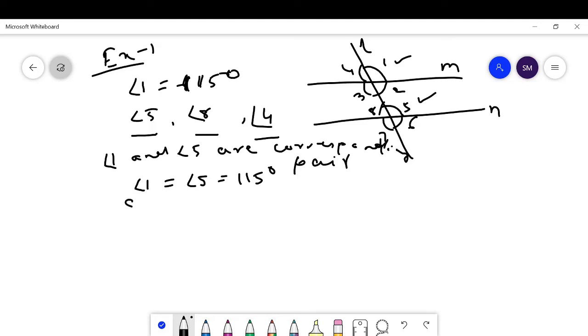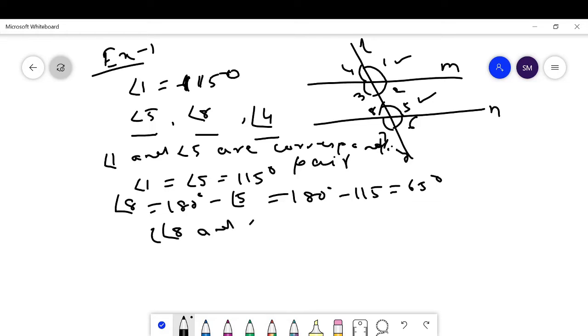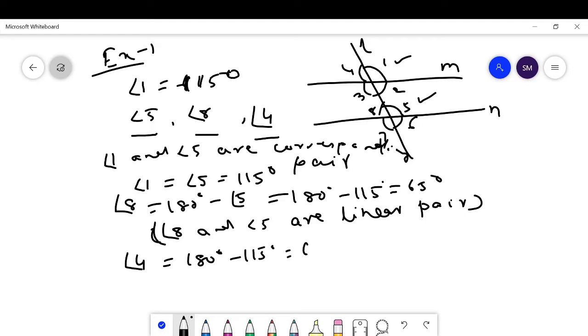Then angle 8 is equal to 180 minus angle 5, which is 180 minus 115, equal to 65 degrees. Why? Because angle 8 and angle 5 are a linear pair, and as they are a linear pair, the sum of their angles is 180 degrees. Then angle 4 is equal to 180 minus 115, which is 65 degrees.